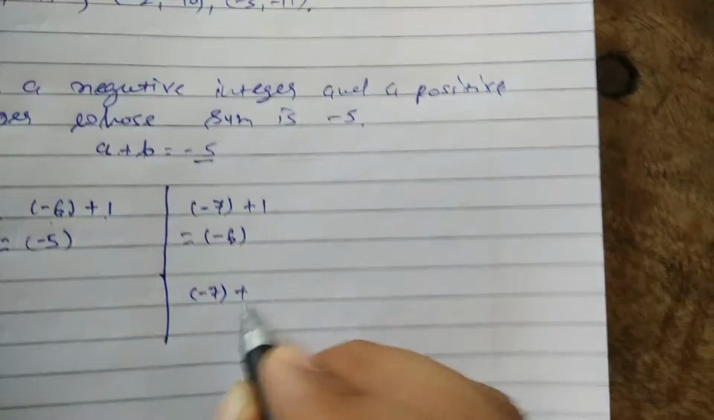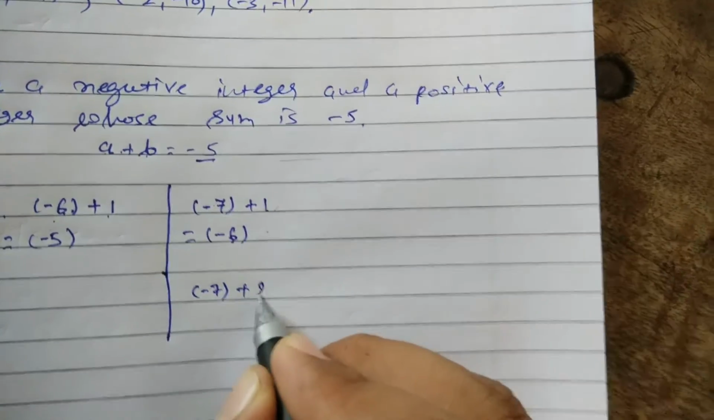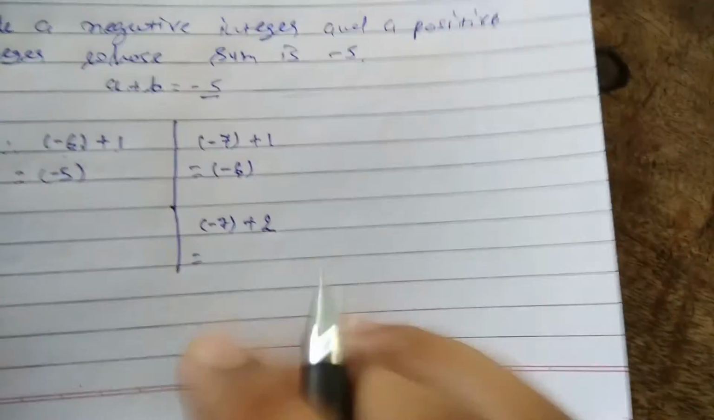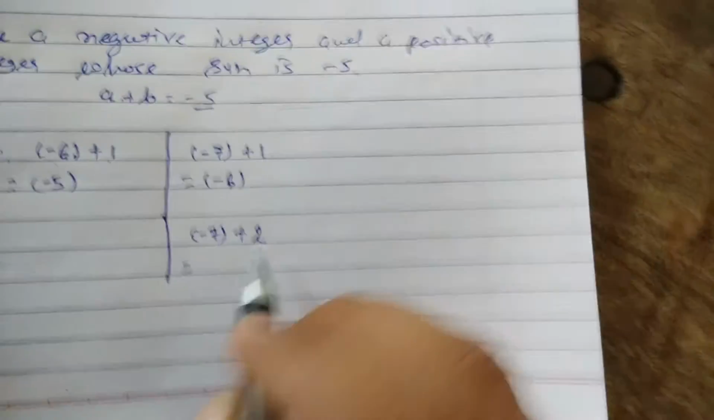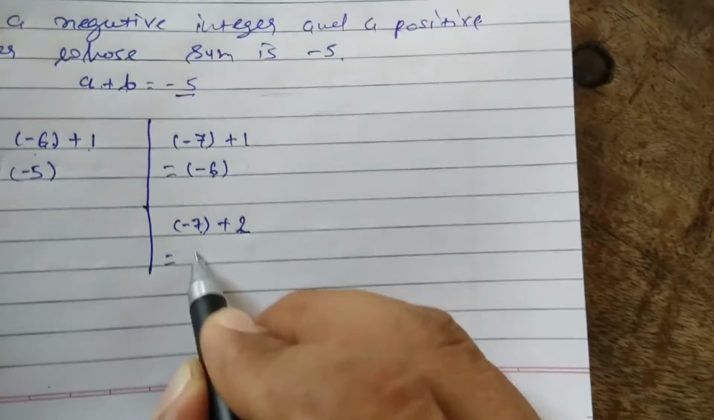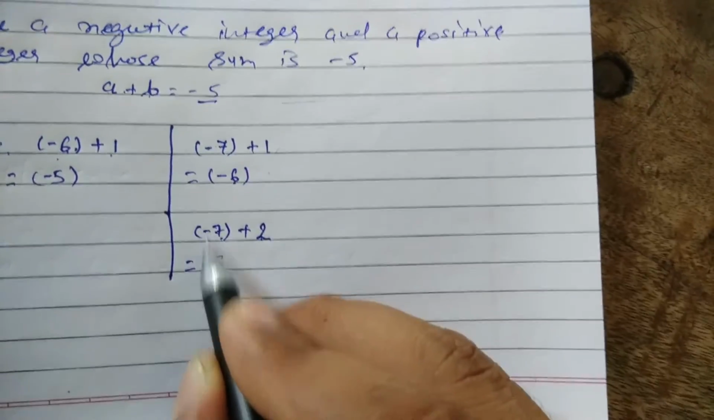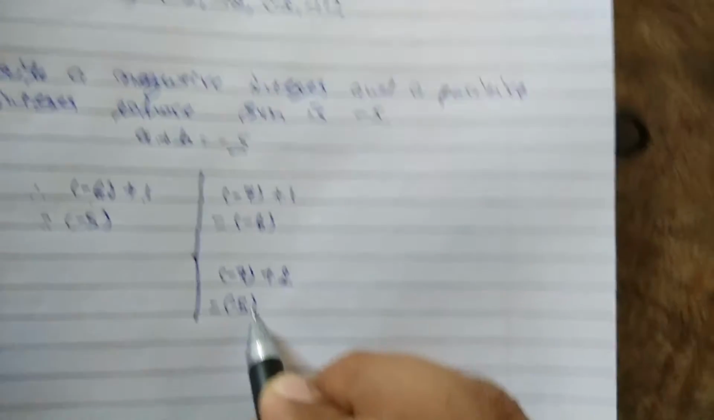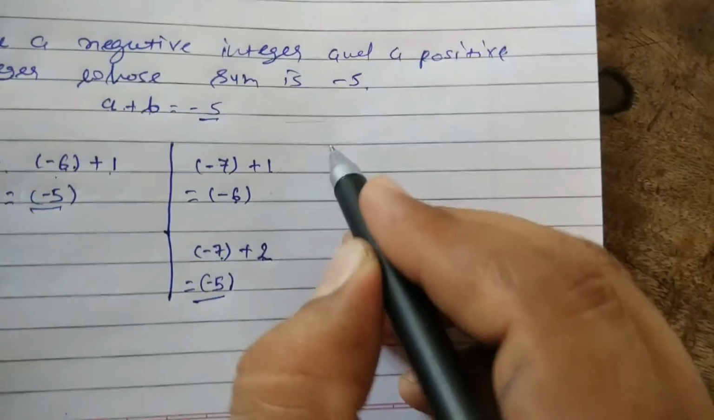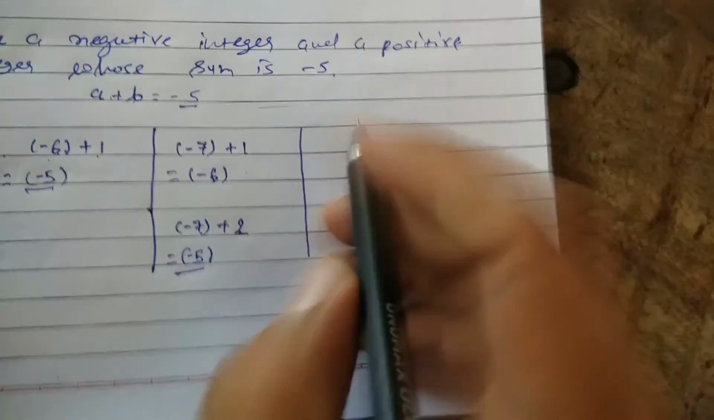-7 should be the same, but here the positive integer we will change, it will be 2. -7 plus 2: the difference of their absolute values is 7 minus 2, which is 5, and the sign should be of the greater absolute value, here -7, so -5. Here also we have found -5. We will continue this way.